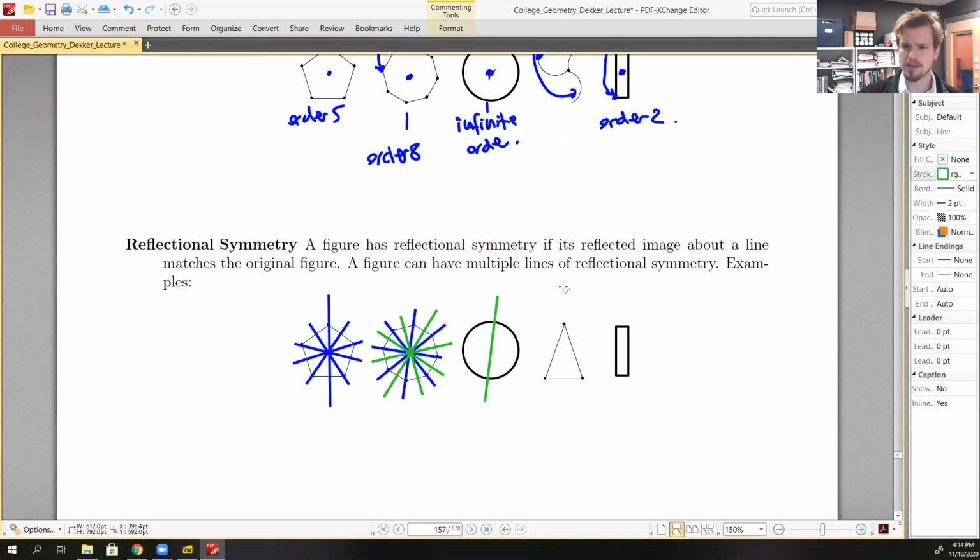For our triangle here, we actually have only 1 line of symmetry. If I were to try and reflect it over this line, I would find that this guy would get mapped to over here, so that doesn't quite line up. So we only have this 1 line of symmetry. And we have 2 lines of symmetry for our rectangle. Split it in half vertically or split it in half horizontally.